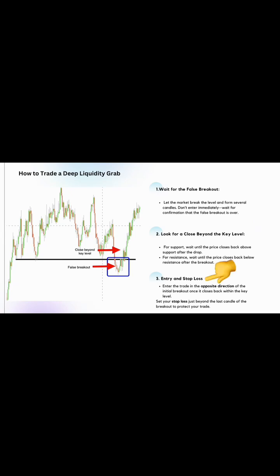For entry and stop loss placement, enter the trade in the opposite direction of the initial breakout once it closes back within the key level. Set your stop loss just beyond the last candle of the breakout to protect your trade.